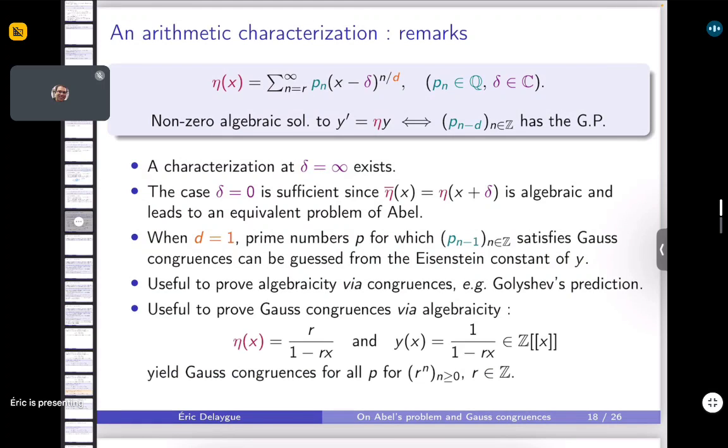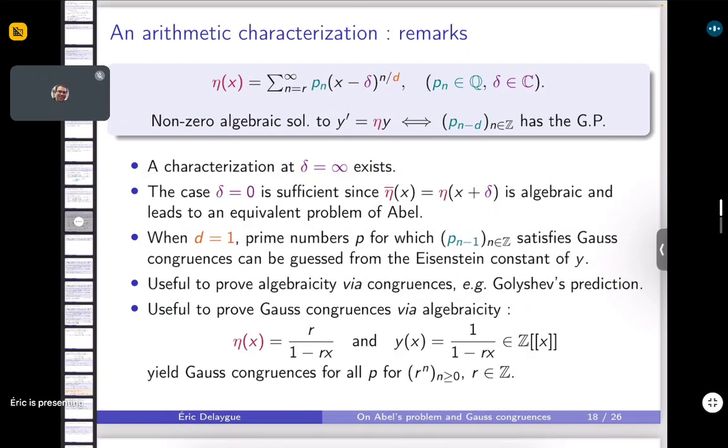But it could also be useful to prove Gauss congruences via algebraicity. So the first naive example is to try to recover the result of Gauss, and you start with eta, which is r over 1 minus rx. Then you see that you have the following solution, y, which is rational, so algebraic. By the criterion, it says that in fact you have Gauss congruences, and the thing is that if r is an integer, y already has integer coefficients as a power series. So its adjacent constant is 1, okay?